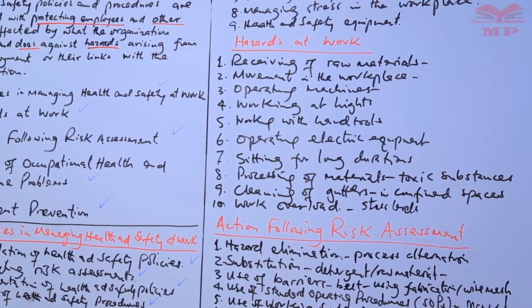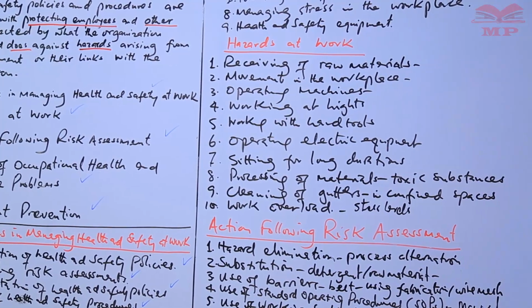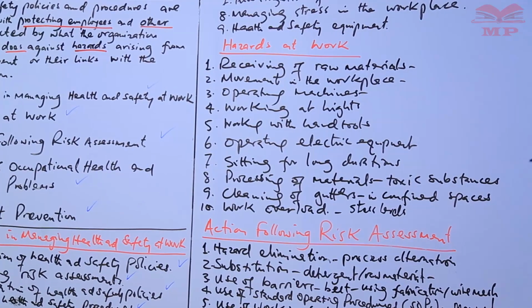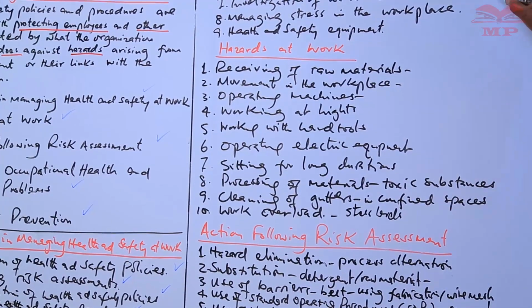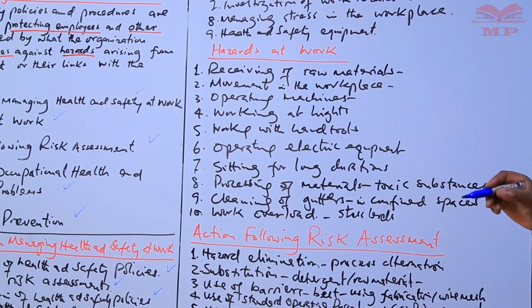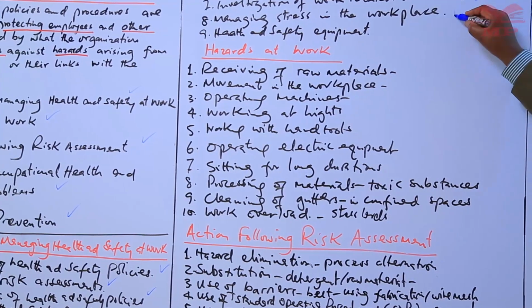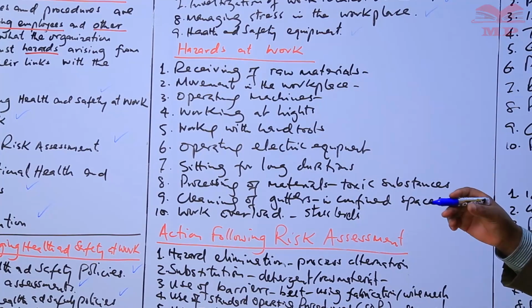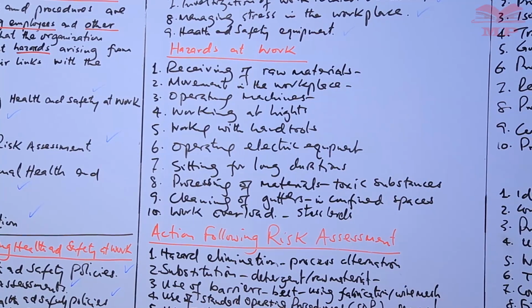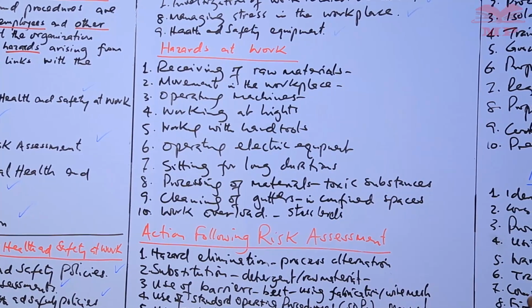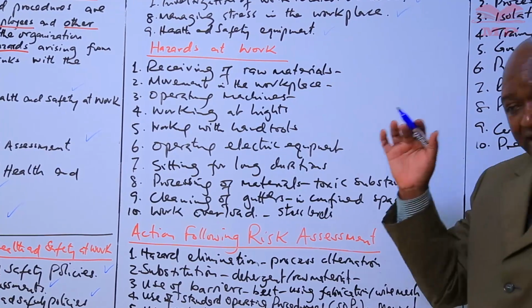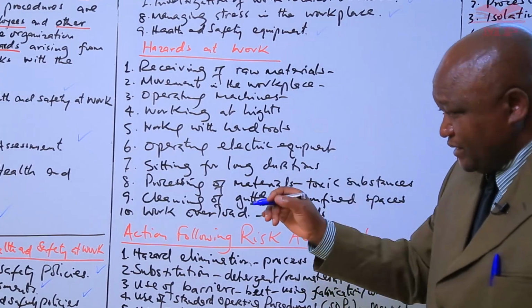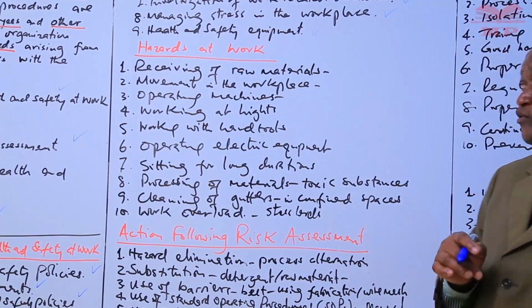Number 6, sensitization of employees on health and safety. Number 7, investigation of work-related accidents. Number 8, managing stress in the workplace. Number 9, health and safety equipment. So those are the activities we have looked at and discussed, and indicated that these are some of the activities in managing health and safety at work.